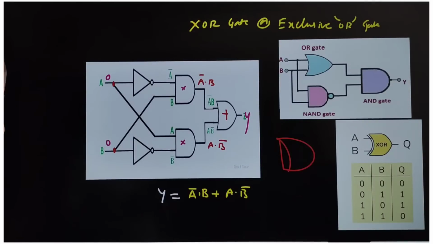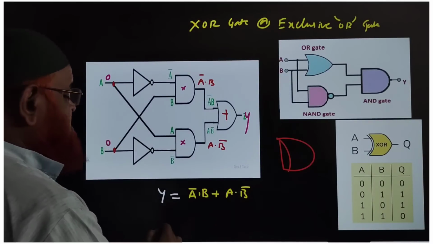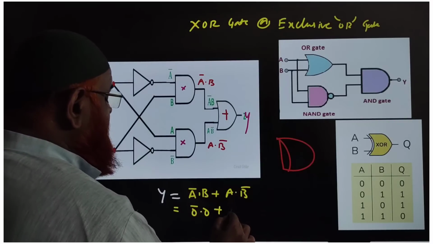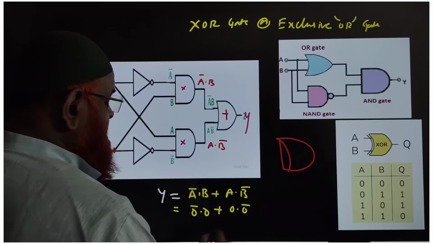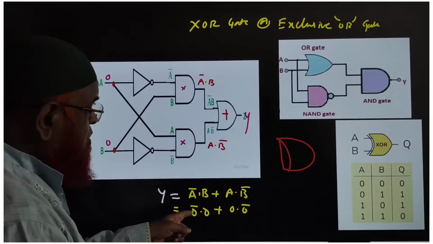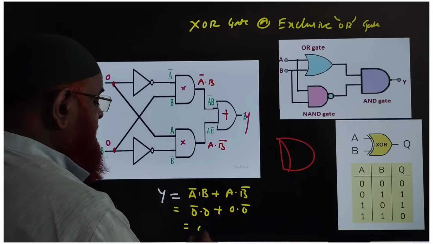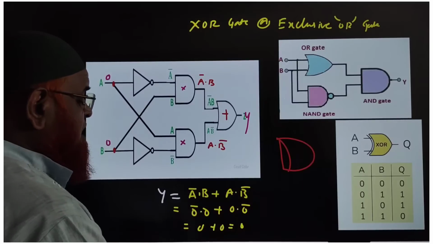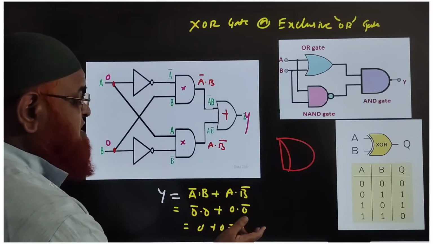अब देखो यहाँ पर खेल क्या है बोले तो, if A and B are both zeros, अब देखो 0 bar 0 प्लस और क्या है 0 dot 0 bar. When you are considering 0 bar, it is 1. 1 into 0 is 0. And 0 into 1 is 0. It's going to be 0. Output is 0. Understood? When both are zeros, output is 0.